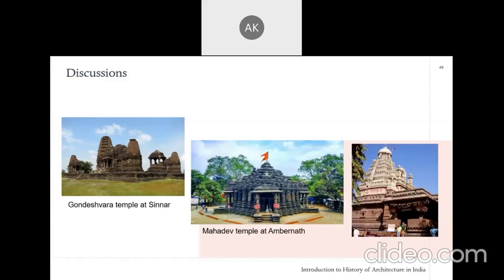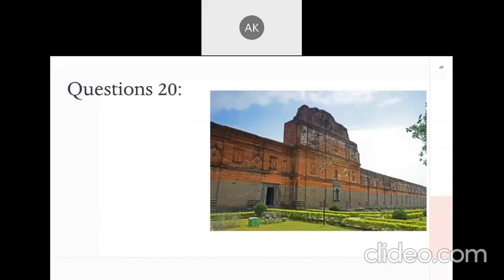So what about this one? This one is at Ellora. So this is the Grineshwar temple at Ellora. Correct. Very correct. Okay, so what is this structure?